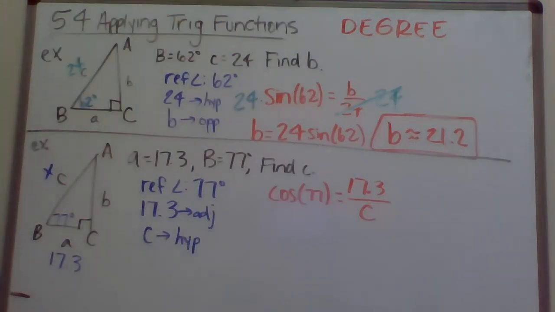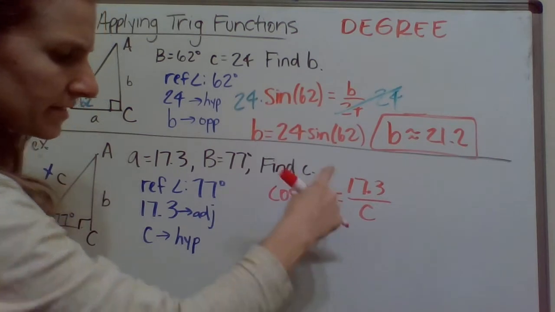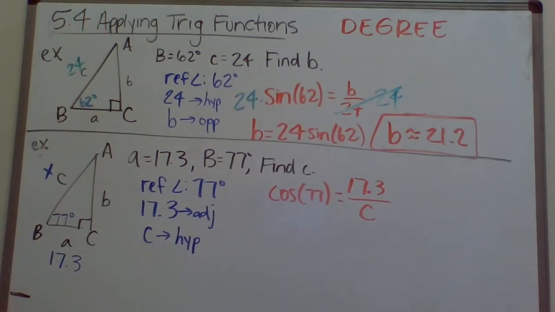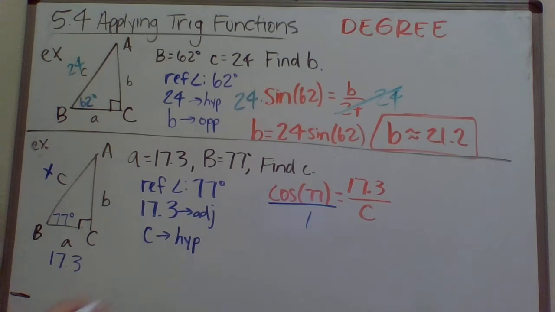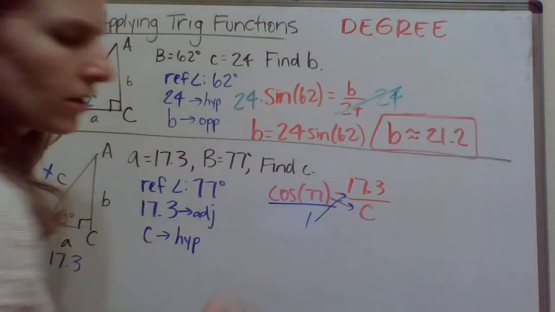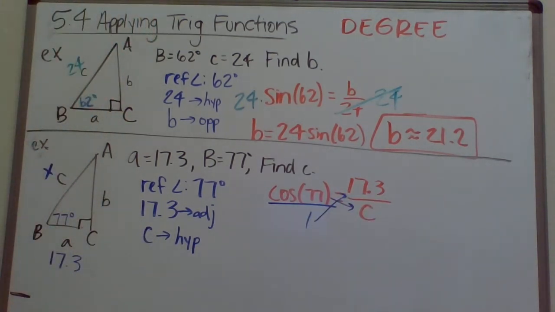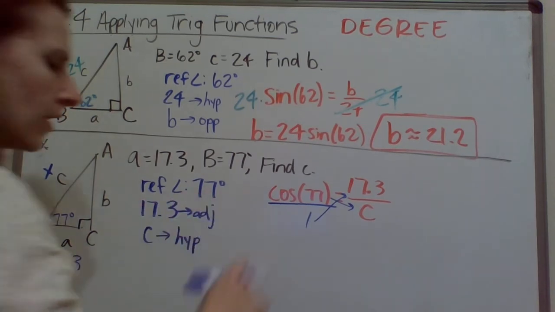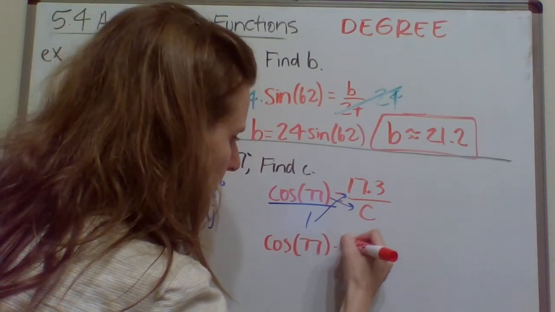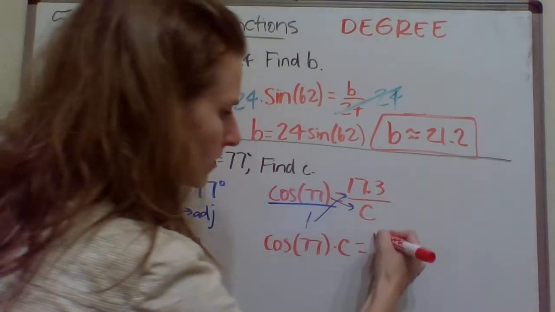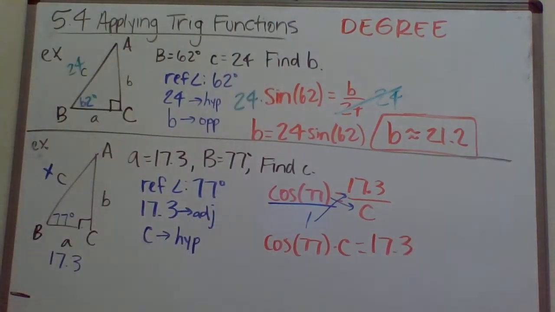So the goal is the same as it was earlier. We still want to isolate the variable, but this time it's a little bit different. You could, if you want, multiply both sides by C and then proceed that way. Or some of you might benefit from envisioning this problem as a proportion. If you put the left side over 1, that allows us to cross-multiply, which is essentially what you'd be doing if you multiplied both sides by C anyway. But if you just think about it this way, then you end up with the cosine of 77 times C equals 1 times 17.3, which is just 17.3.